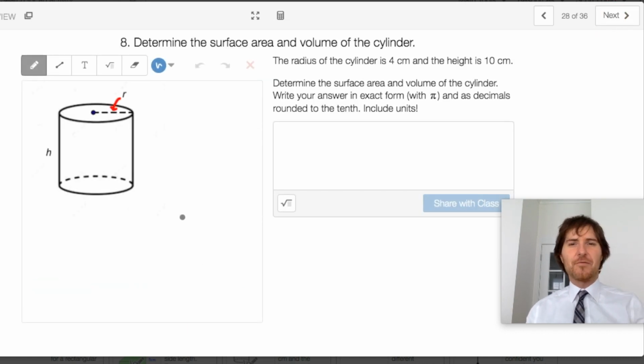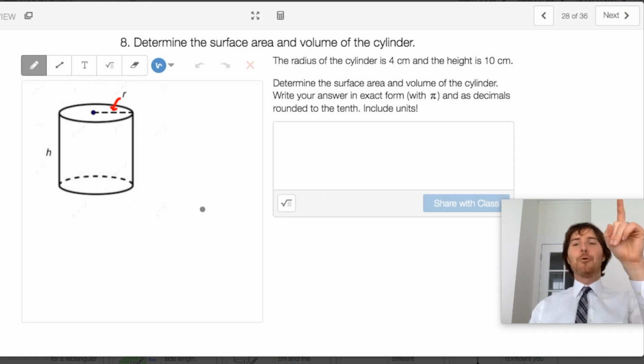All right, determine the surface area and volume of the cylinder. I will pause this right now. I promise you, I'll keep filming the rest of the solutions here later. So probably notice there's probably like 10 more minutes in this video, okay? But I got to go present my award.